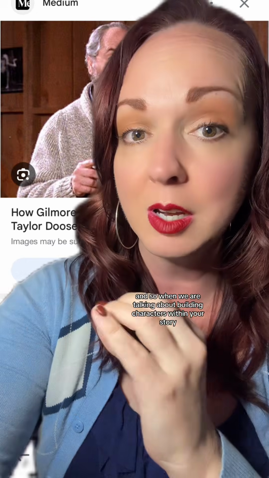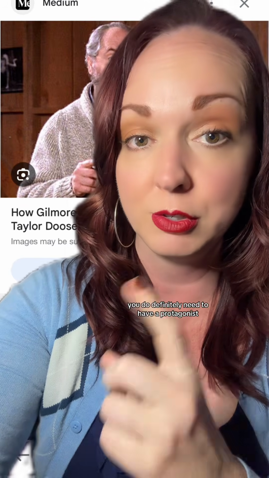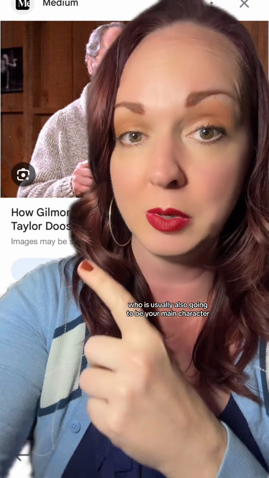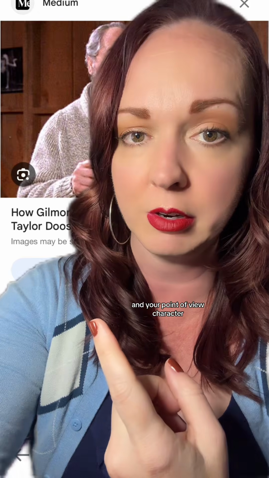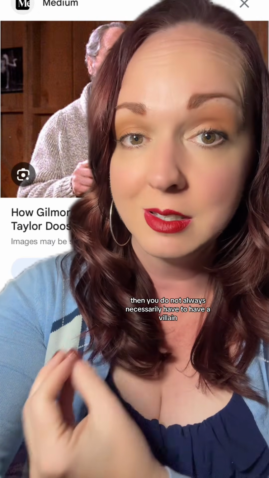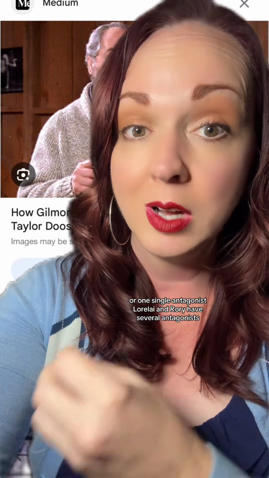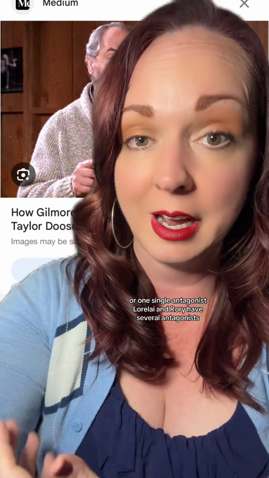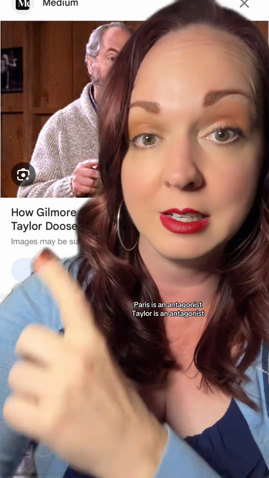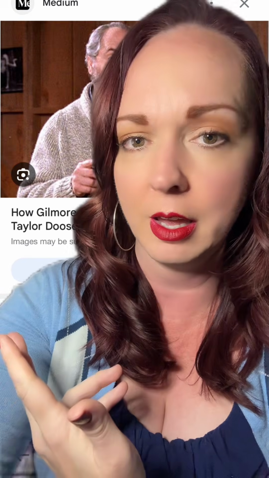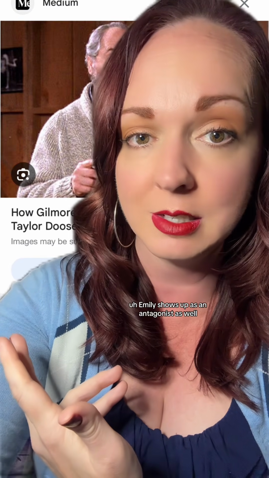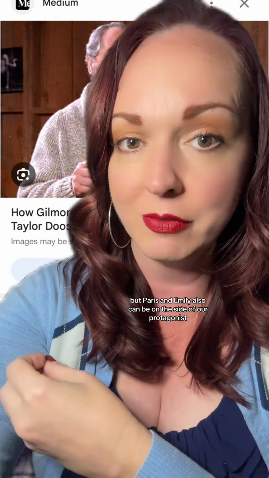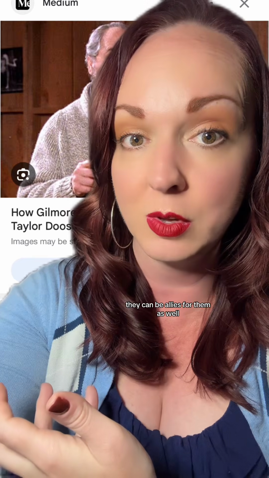And so when we are talking about building characters within your story, you do definitely need to have a protagonist who is usually also going to be your main character and your point of view character. But you do not always necessarily have to have a villain or one single antagonist. Lorelai and Rory have several antagonists. Paris is an antagonist, Taylor is an antagonist, Emily shows up as an antagonist as well. But Paris and Emily also can be on the side of our protagonist. They can be allies for them as well.